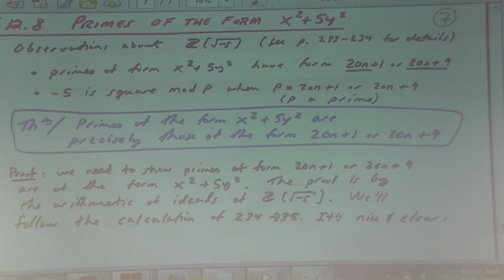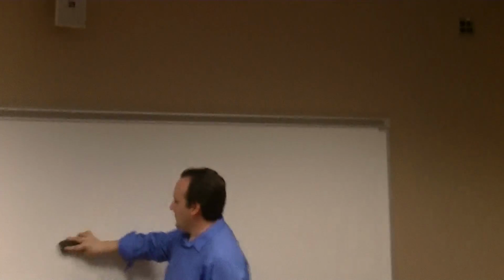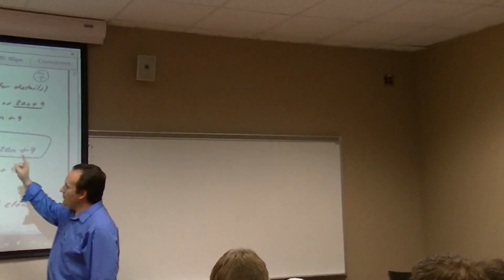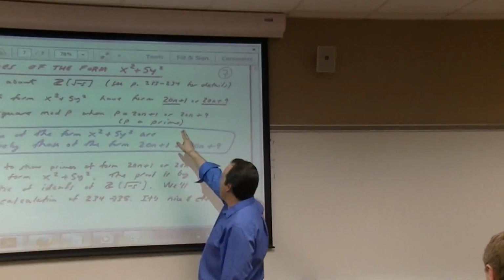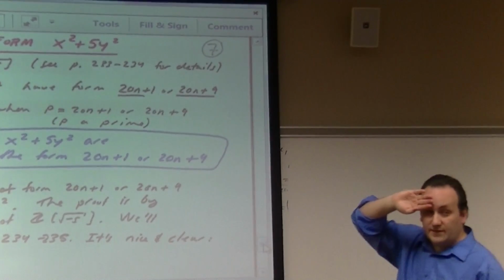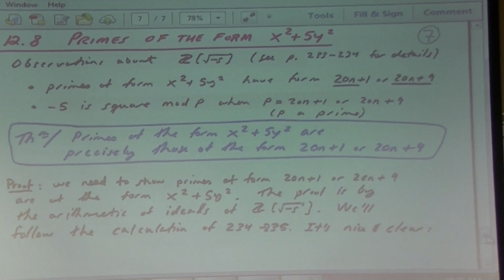All right, so let's see how that goes. There are a couple of observations that I'll start with and won't justify. You guys have done enough thinking this week. You can read Stillwell, he explains the details. One, a prime of the form x squared plus 5y squared has to have the form 20n plus 1 or 20n plus 9. This just follows from modular arithmetic in analyzing x squared plus 5y squared. The other thing is if we use quadratic reciprocity, you can prove that minus 5 is a square mod p when p is equal to 20n plus 1 or 20n plus 9. So we do have that primes of that form are squares.